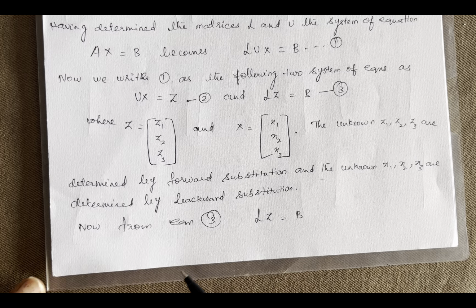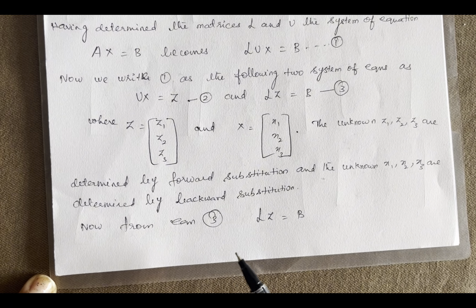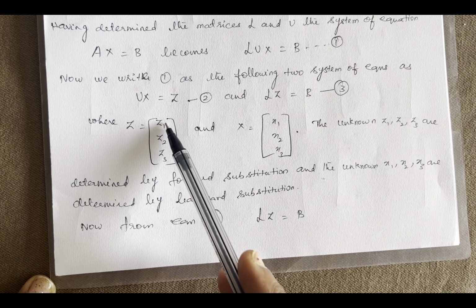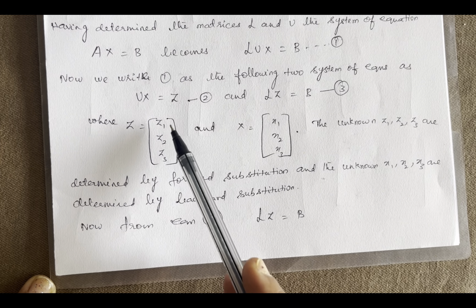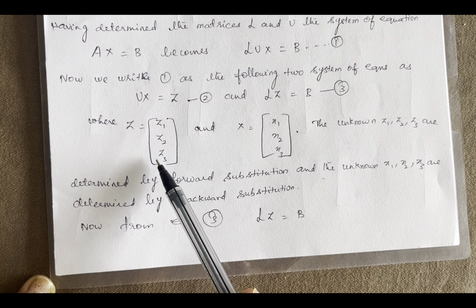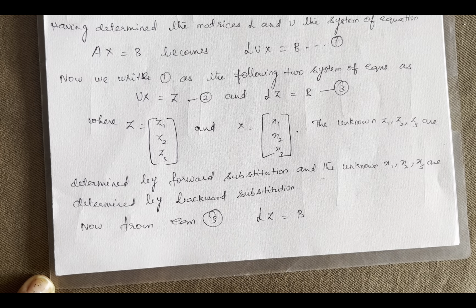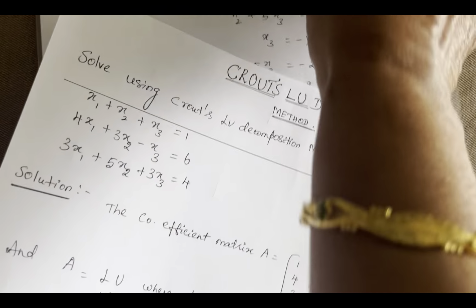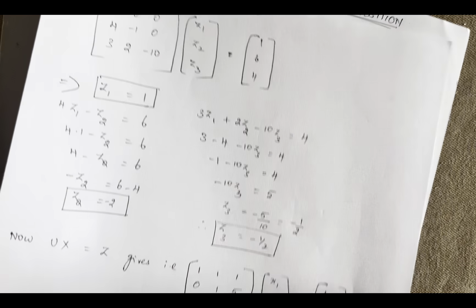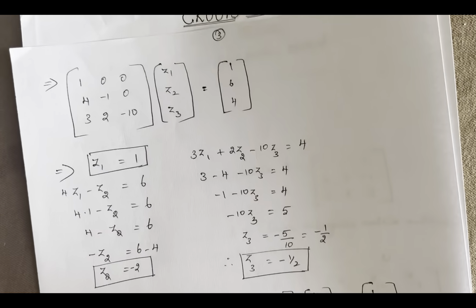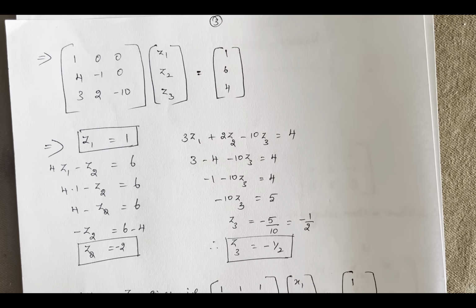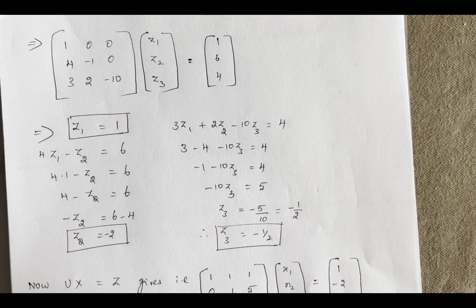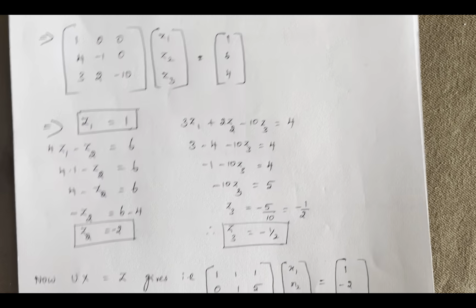substitution. So from equation 3, what is our equation 3? Equation 3 is Lz is equal to B. Z is of this form, Z1, Z2, Z3. Now I need to find the values of Z1, Z2, Z3, and already we know L. Let us substitute. By substituting, I get L as 1 0 0 and so on, Z is Z1, Z2, Z3, and B is going to be 1 6 4. That is, we get it from the right-hand side of the equations.